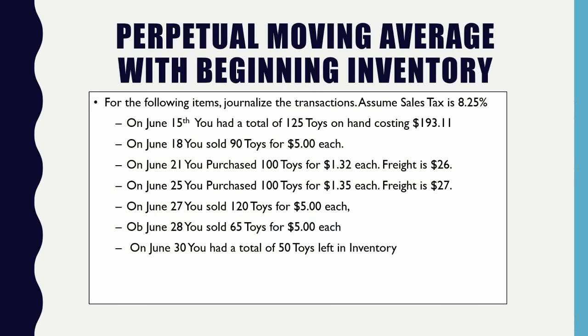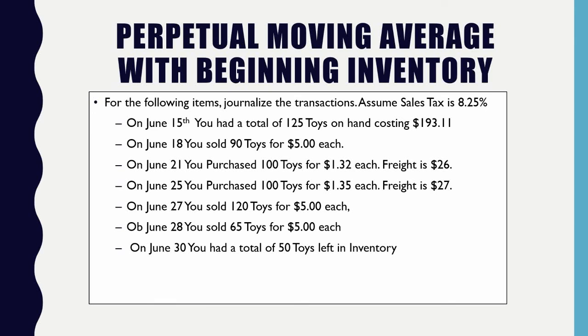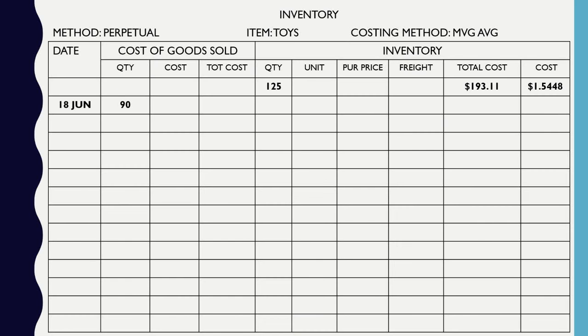So what happens when I have beginning inventory? I need to carry that whole entire value over. Because I'm doing moving average, I have to take it as a collective bunch. So in this case, I had 125 units at $1.5448. So I'm going to carry that whole entire value over and then continue on from there. Okay? So on the 18th, you end up selling 90 units.